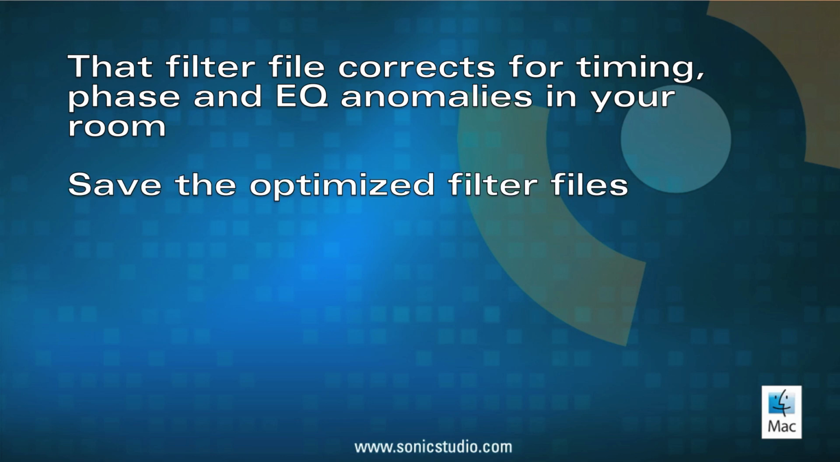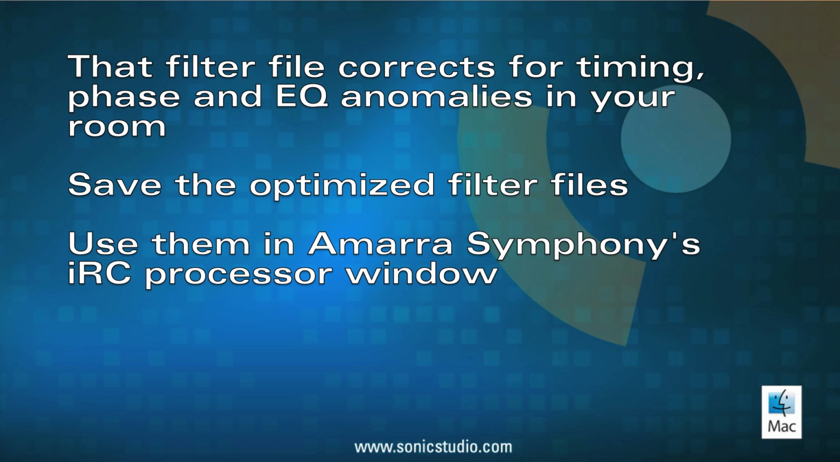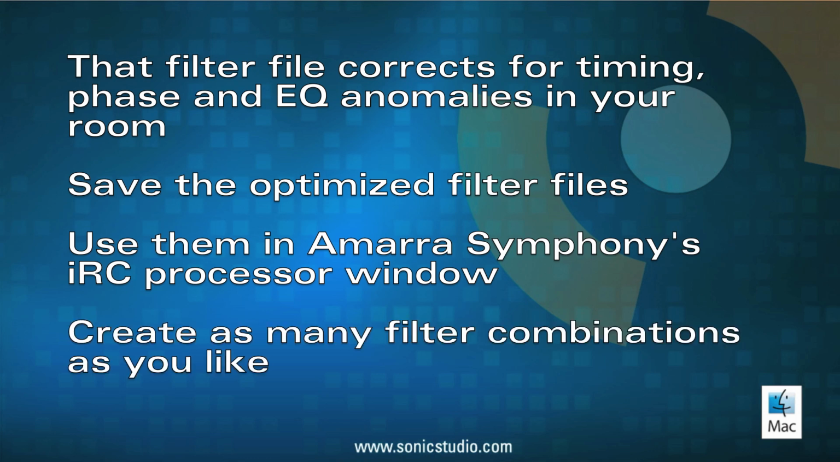You'll save the optimized filter files that you create with iRC Measure and use them in Amarra Symphony's iRC processor window. These filter files are opened by clicking on the iRC button and loading a filter into one of the 4 filter slots in the iRC control window. Once you have measurements taken, you can adjust the filter graph and create as many filter combinations as you need, so long as you haven't moved your speakers. You should find iRC pretty easy to use.